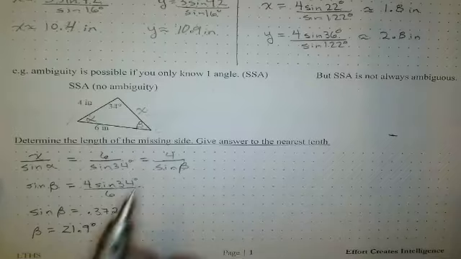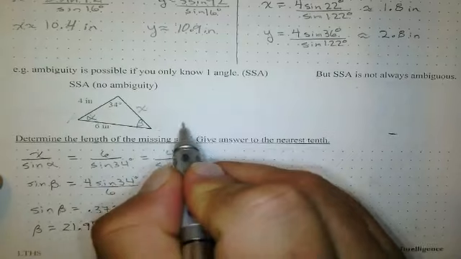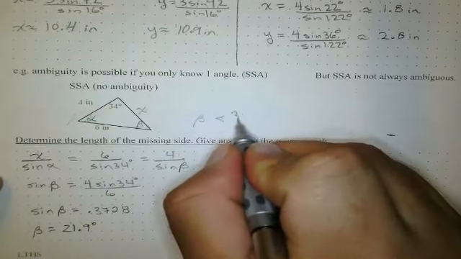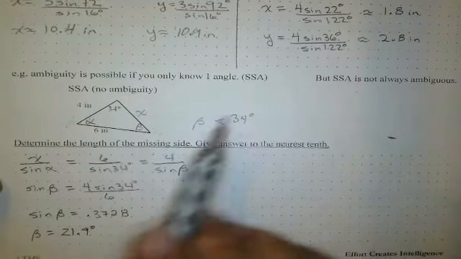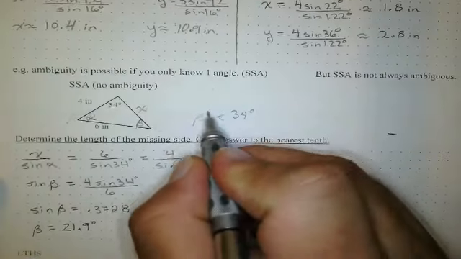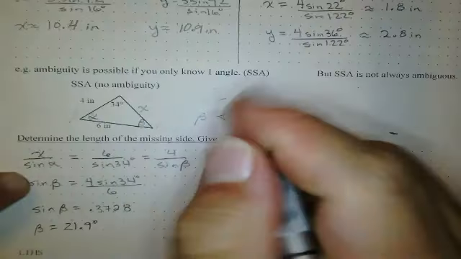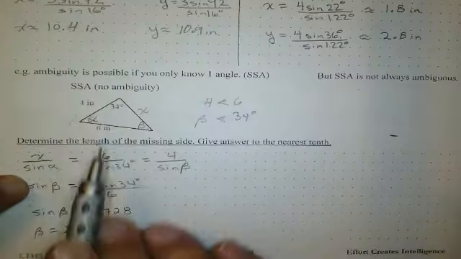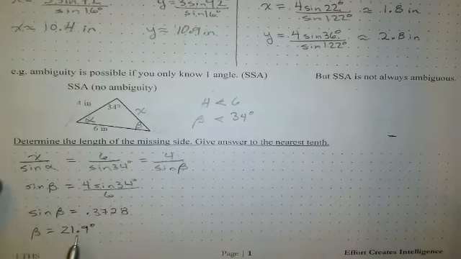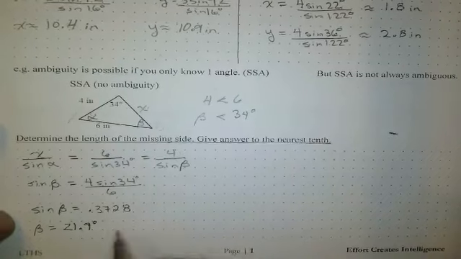Now, if I look at beta and I say, hey, could beta be 21.9 degrees? Well, what do we know? We know that beta is smaller than 34 degrees. Why? Because 4 is smaller than 6, so beta has to be smaller than 34. Well, this angle, 21.9 degrees, is less than 34, so it's going to work.